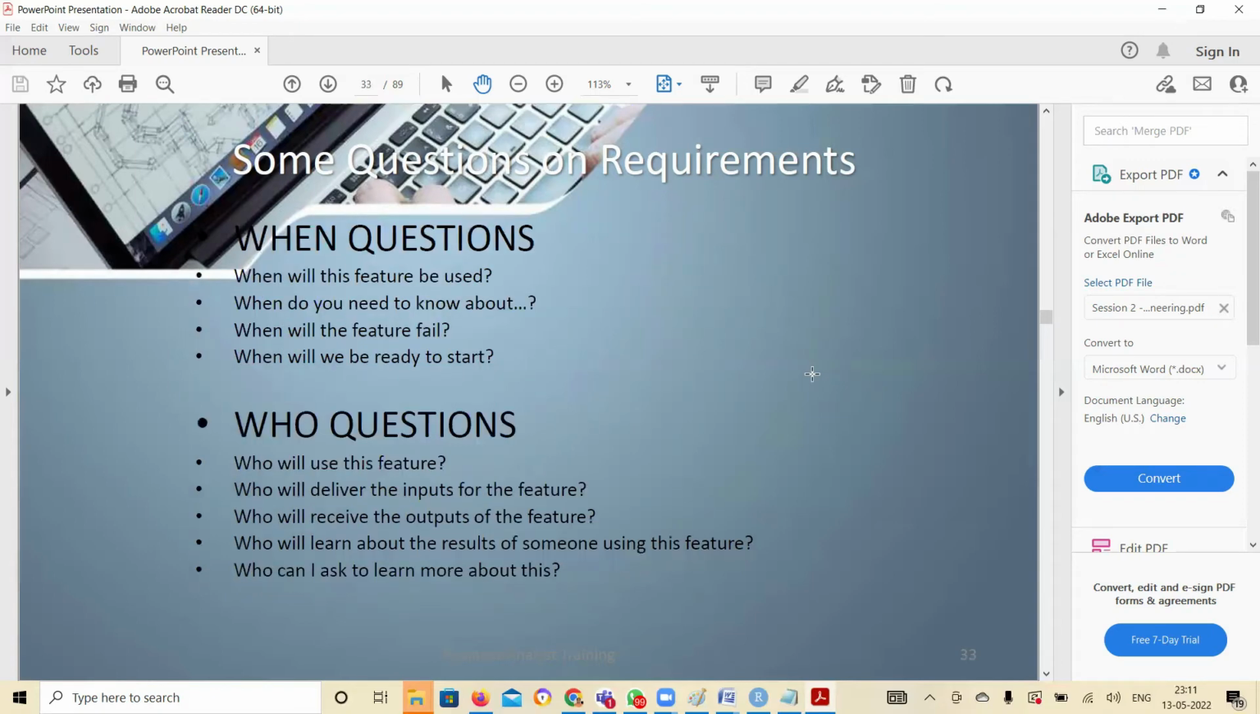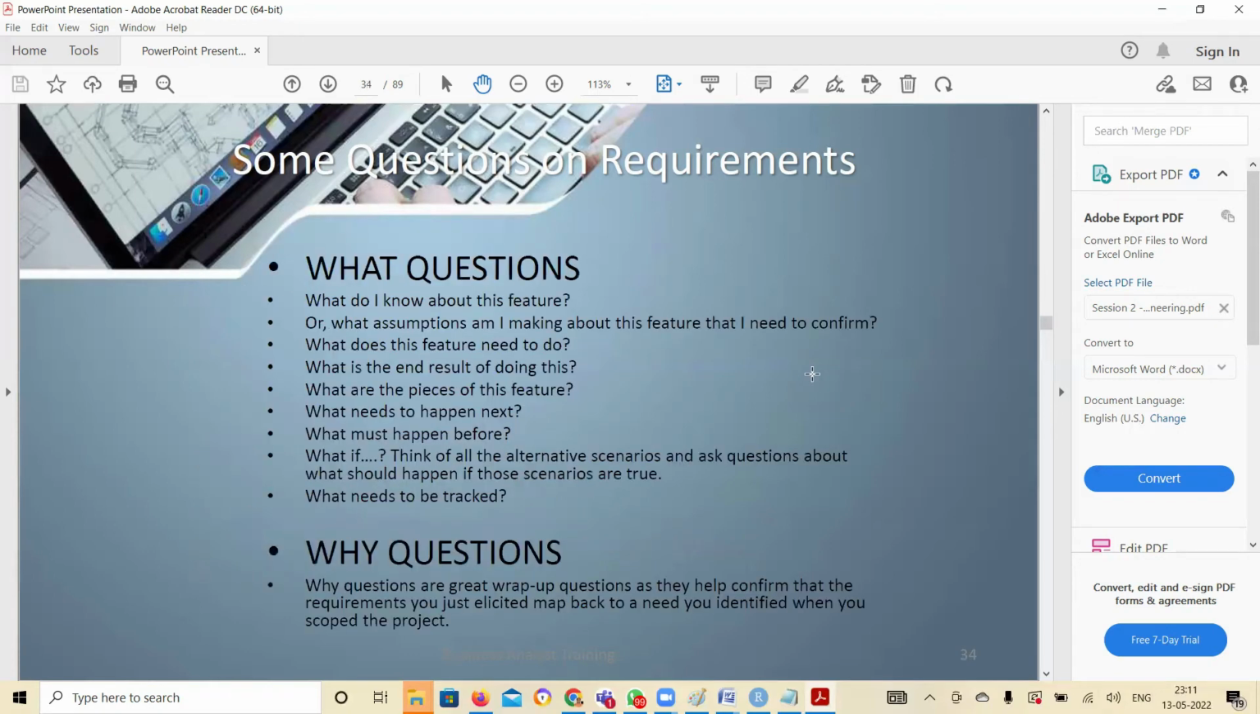When questions: when will this feature be used? When do you need to know about it, or when will the feature fail? When will we be ready to start? Who will use this feature? Who will deliver? Who will receive? Who will learn? Who do I ask if I have more questions about it? What questions: what is this? What is the end result? What is the purpose of doing it? What happens next? What happens before? What happens before is also important and what happens next is also important, because what happens before will tell you when to trigger this.